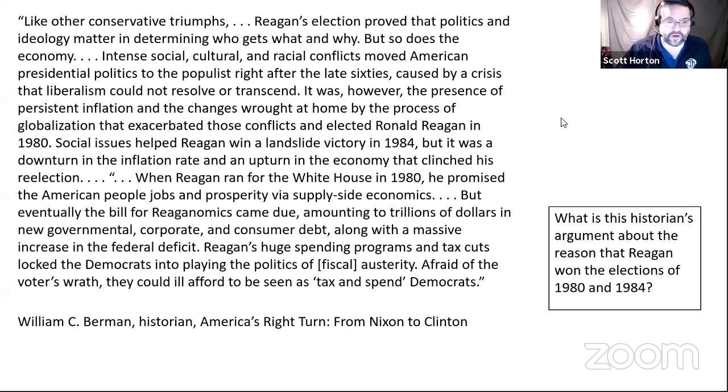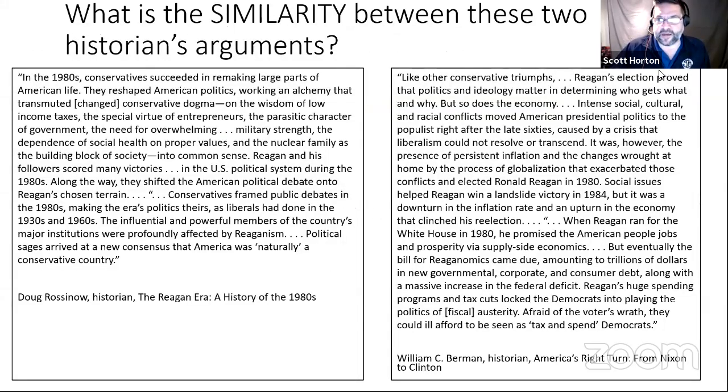Okay, so this historian has a little bit different answer for us here. I would highlight this passage: it's the presence of persistent inflation, changes wrought at home by the process of globalization that exacerbated those conflicts and elected Reagan. It was the downturn in the inflation rate and an upturn in the economy that clinched his reelection. So he is, of course, emphasizing a different answer to why Reagan was successful between these two historians. We're going to do a comparison here, just like what we were doing with the 1920s and the 1980s.